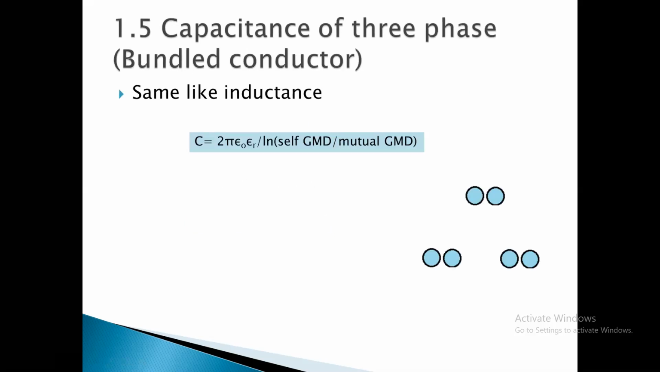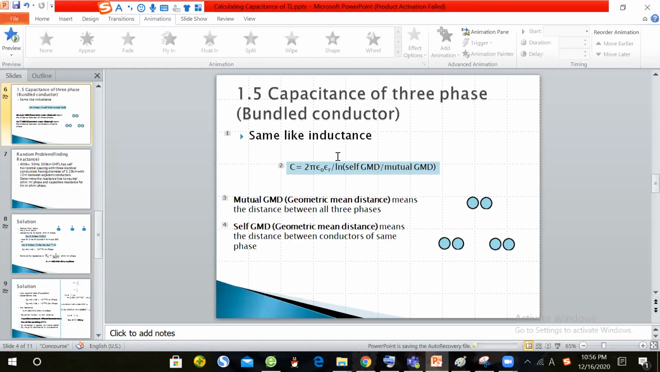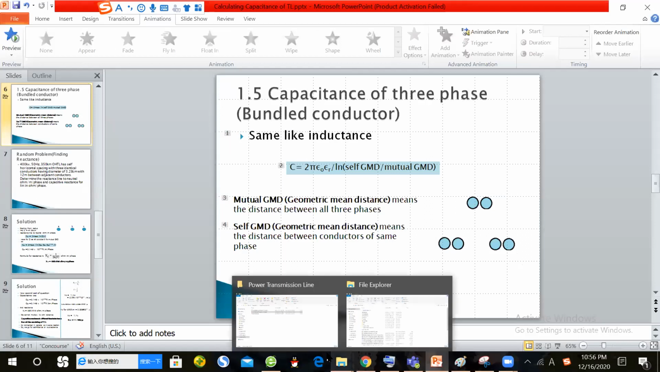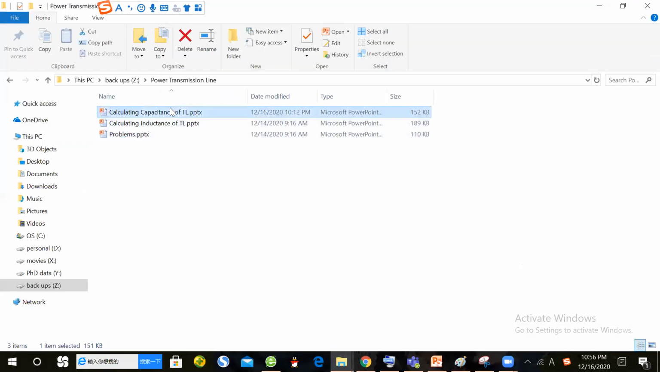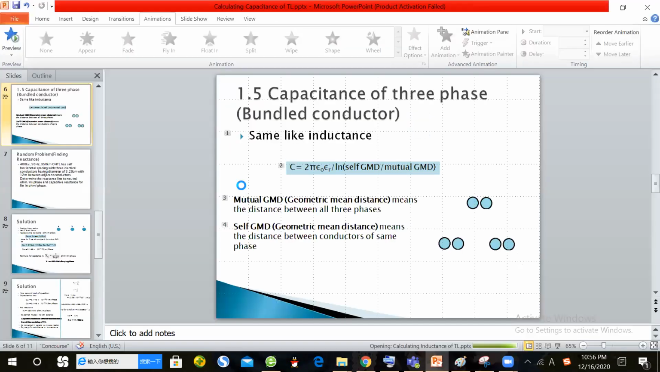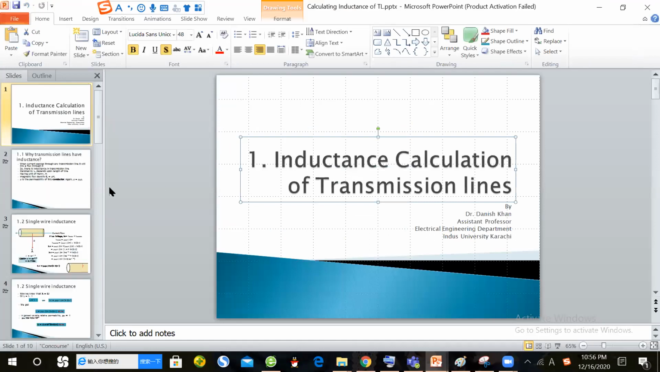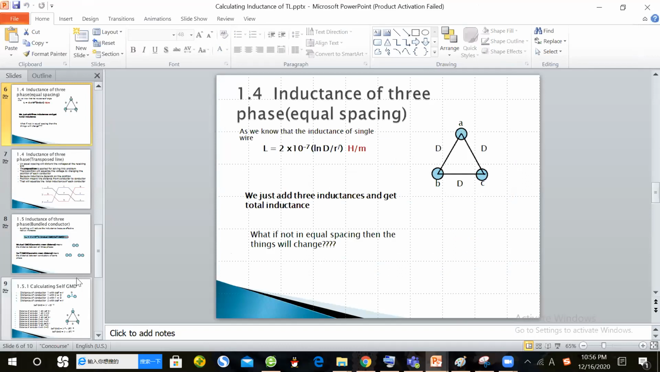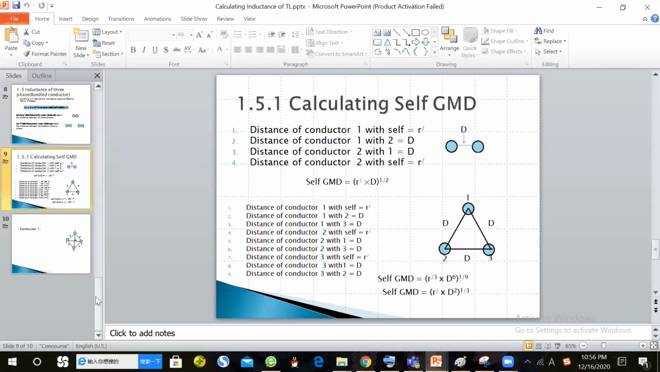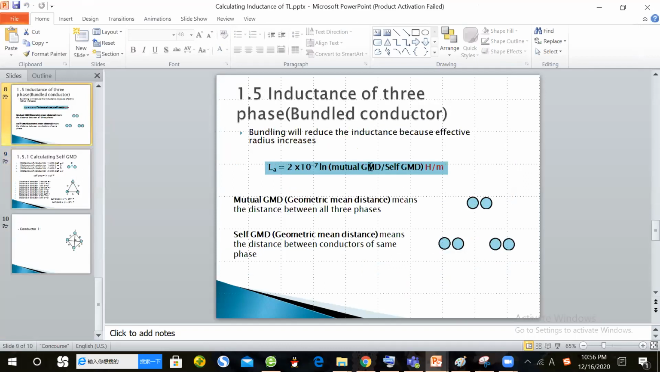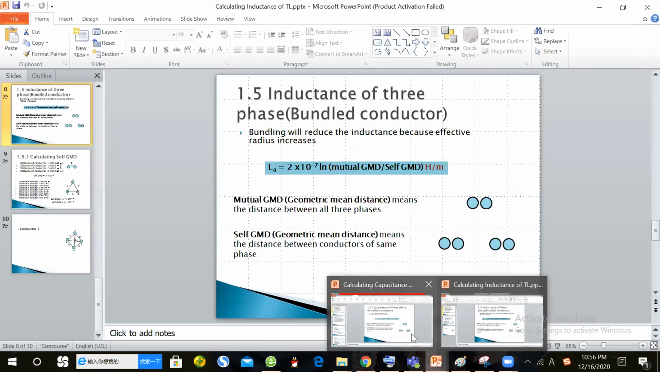Here, I think there's something wrong in this formula. Let me look in inductances. If we look at the inductances here, it is mutual divided by self. Okay, I got it wrong over here.